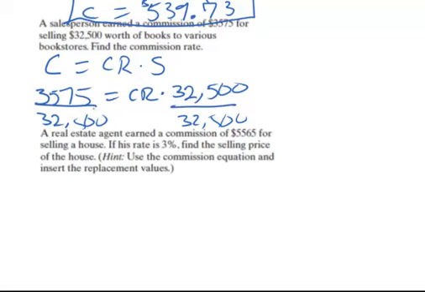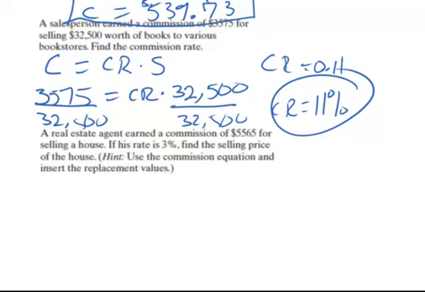So I'm going to take my calculator. I'm going to take $35.75 divided by 32,500, and I'm coming up with 0.11. Remember, 0.11 is the same thing as 11%.